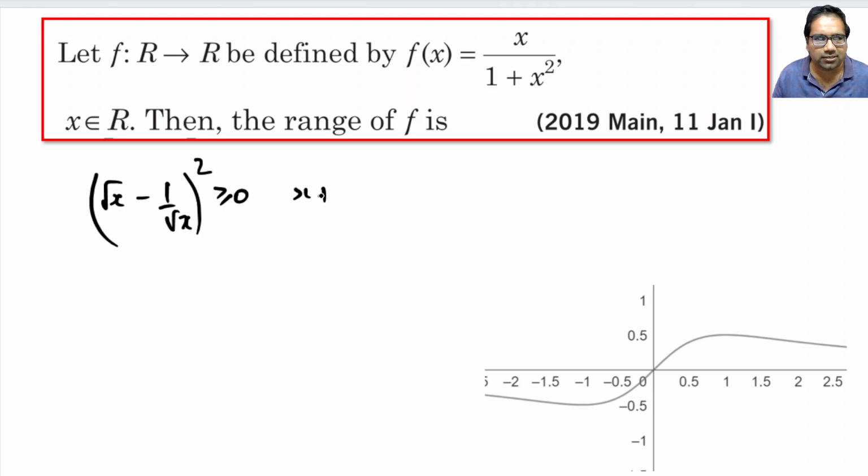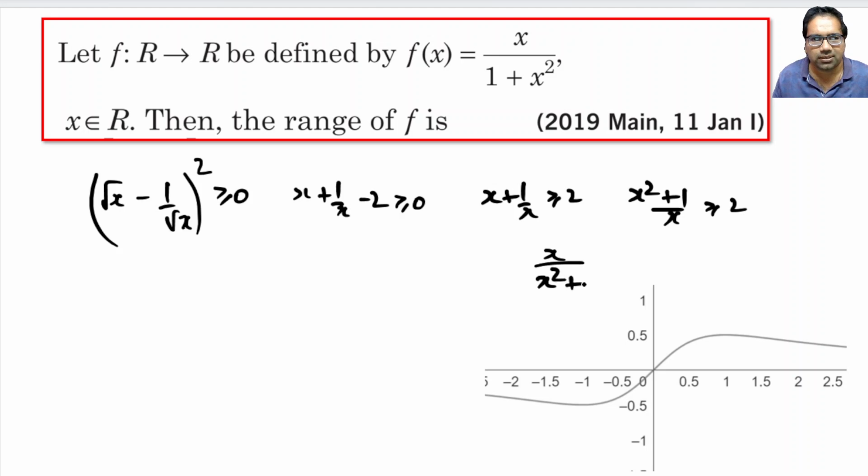What does that mean? x plus 1 by x minus 2, like a square plus b square minus 2ab, will always be greater than or equal to 0. That means x plus 1 by x will always be greater than or equal to 2. What does that mean? x square plus 1 by x will always be greater than or equal to 2. That means x by x square plus 1 will always be less than or equal to half. When is this half? When x equal to 1. When x equal to 1, 1 by 1 plus 1 is equal to half.